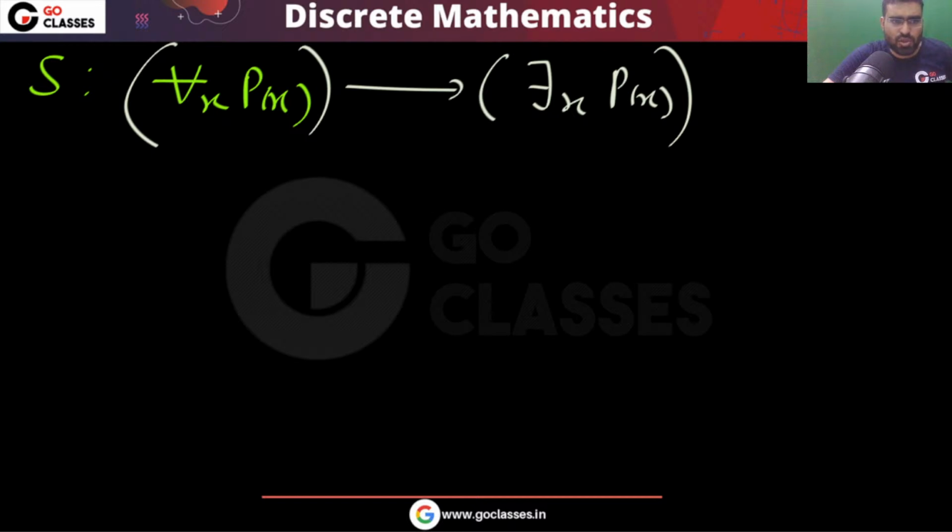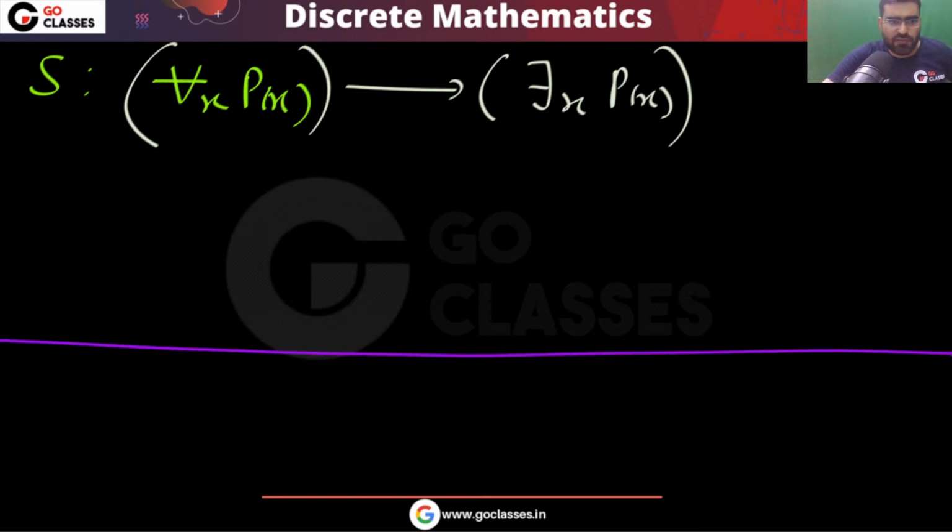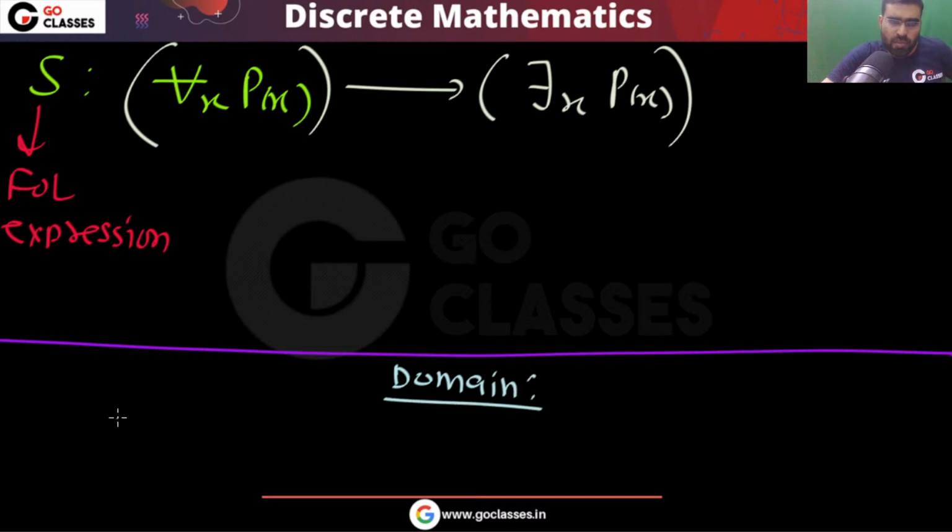For example, this question is there. Let's solve this question with the same method. First of all, you take the domain, because this S is a first order logic expression. Because this is a first order logic expression, there is a domain. Assume the domain has elements A, B, C, D and something. I don't care about the remaining, there can be some more.